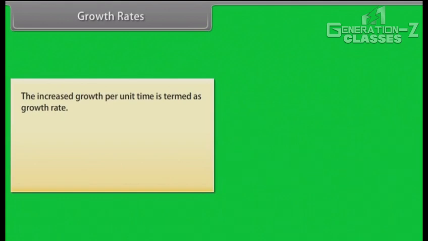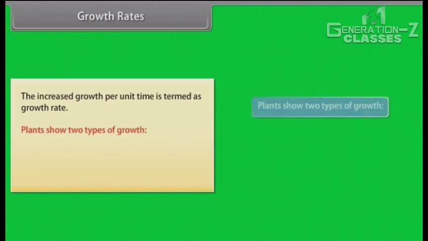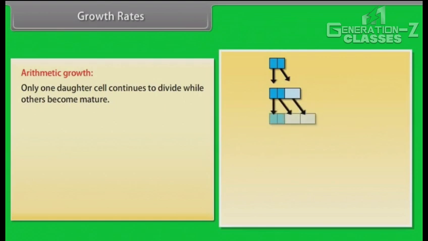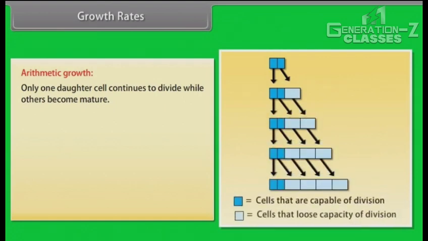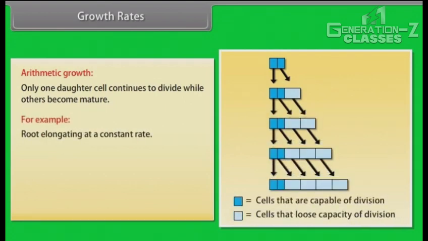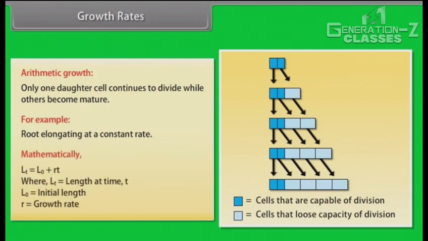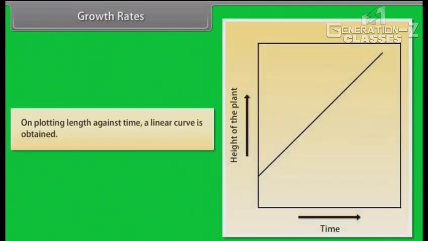Growth rates. The increased growth per unit time is termed as growth rate. Plants show 2 types of growth: arithmetic and geometric. Arithmetic growth. Only one daughter cell continues to divide while others become mature. For example, root elongating at a constant rate. Mathematically, Lt = L0 + rt, where Lt is equal to length at time t, L0 is equal to initial length, r is equal to growth rate. On plotting length against time, a linear curve is obtained.